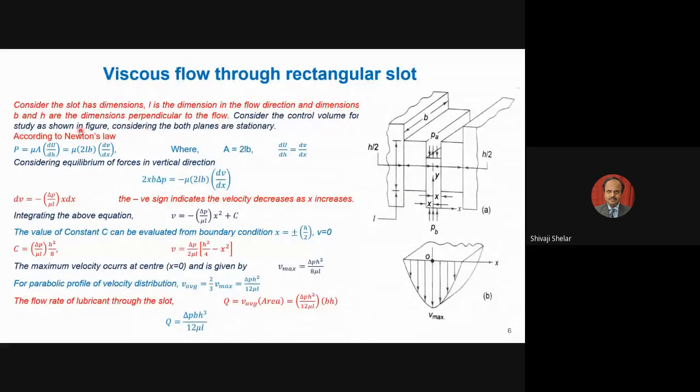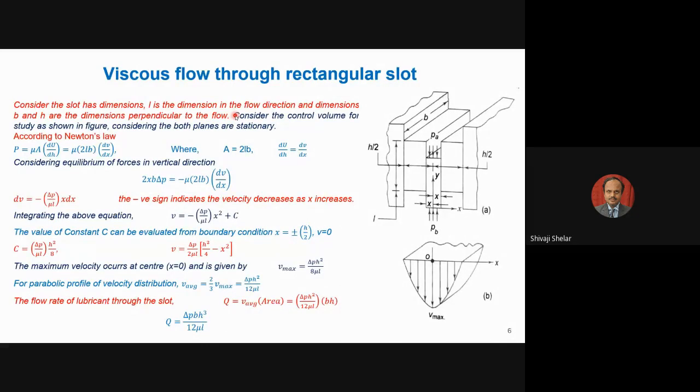Then the dimensions B and H. B is the length perpendicular to the flow direction. The flow direction is downward, so this is perpendicular. H is here, H by 2 here and H by 2 here, so the total distance is H. B and H are the dimensions perpendicular to the flow. Let's remember, L is the dimension always in the direction of flow.